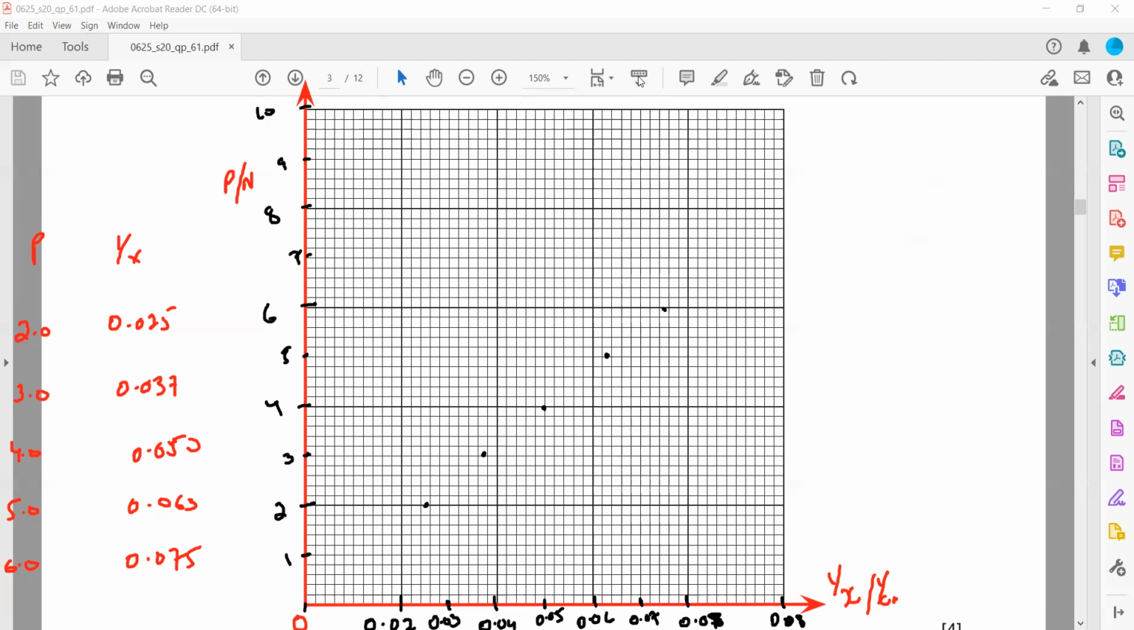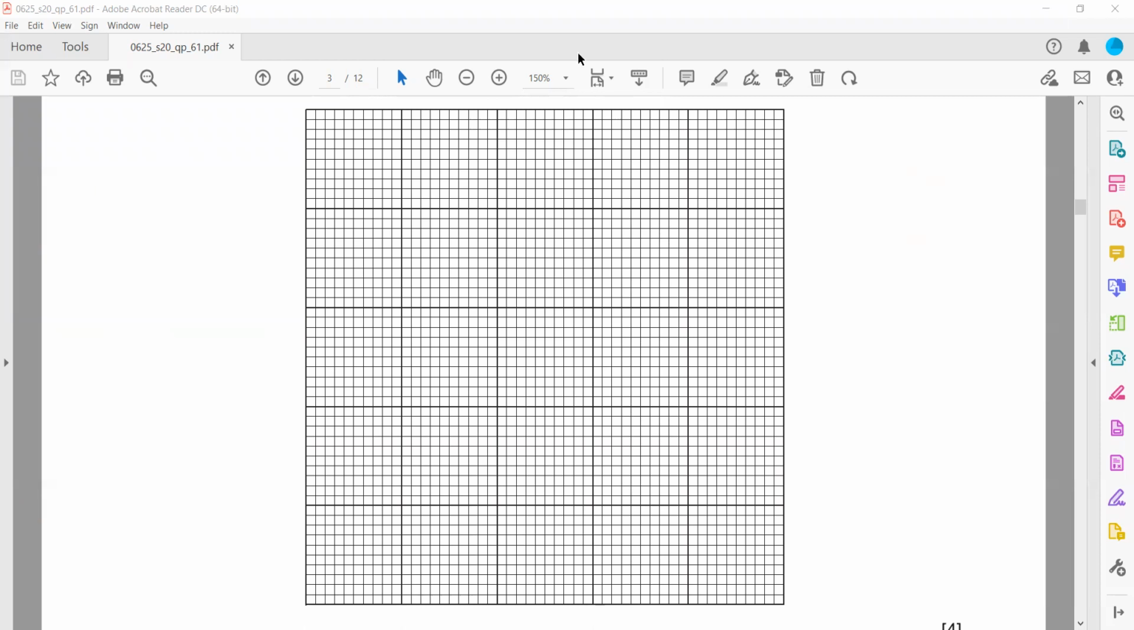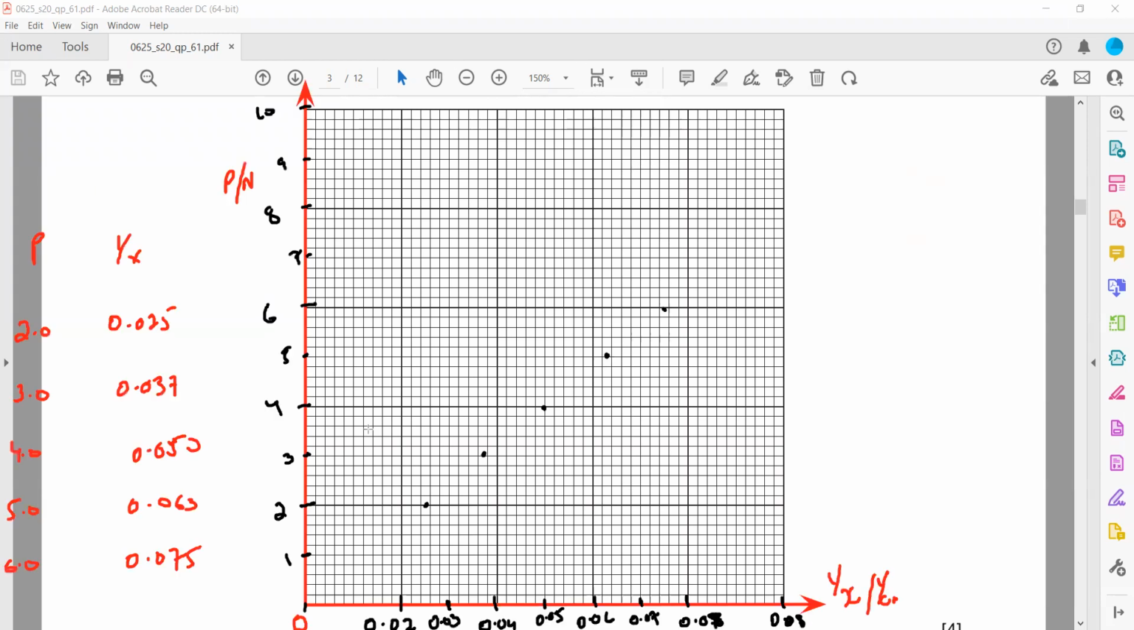As they mentioned, you start your graph from the origin. What students think is that when they say start both axes at origin, they should start the graph line from 0, 0 as well. That is wrong. You don't have to start from the 0 line. You just join the points which you plotted. You don't have to join from the origin. You just have to start the axes from the origin. So this is the graph between P on y-axis and 1 over x on x-axis. Is it clear, this graph?